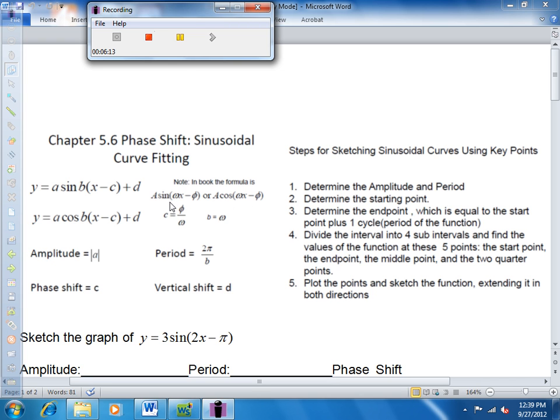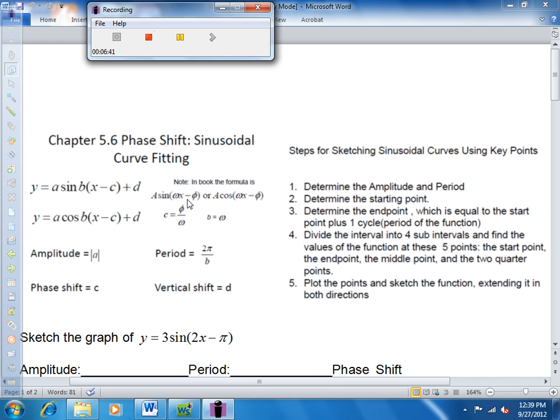But what they do is they distribute this b through the parentheses. So this symbol phi is actually b times c. And the reason they do that, I'm not exactly sure, because it makes it harder to graph it by hand, but it makes it easier to plug it into your calculator because you only have to use one set of parentheses here instead of using one set then another one like this. So this is the way it will appear in your book.